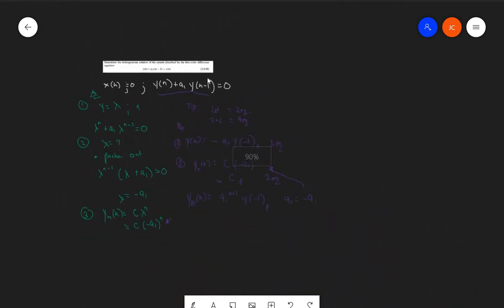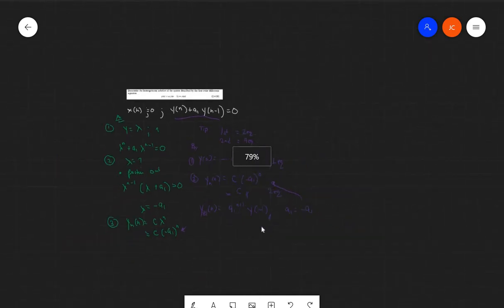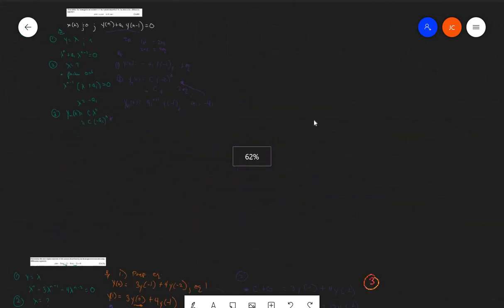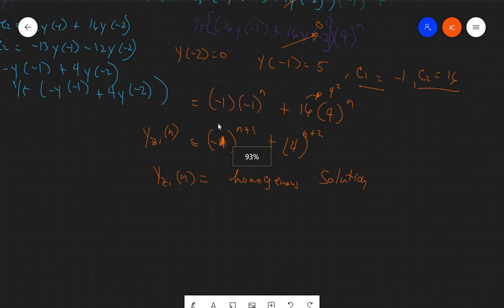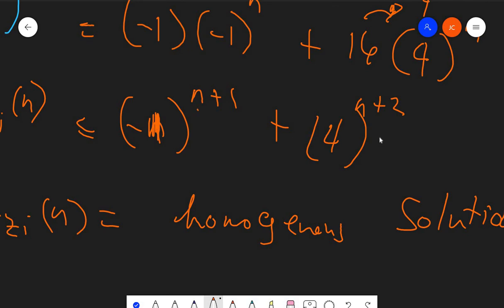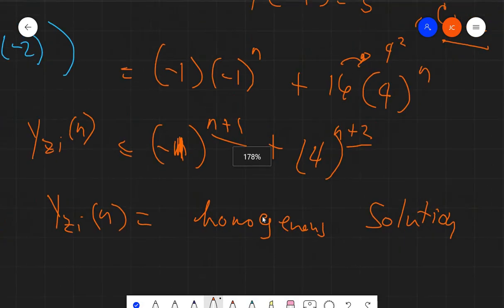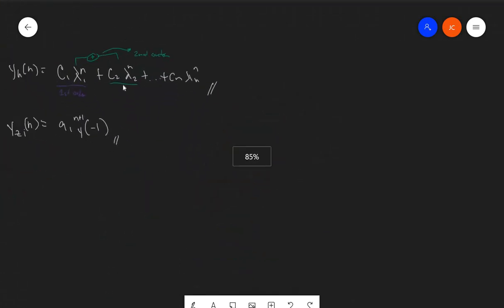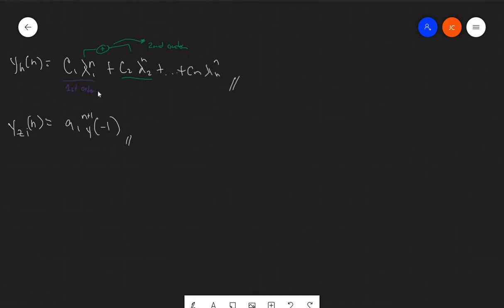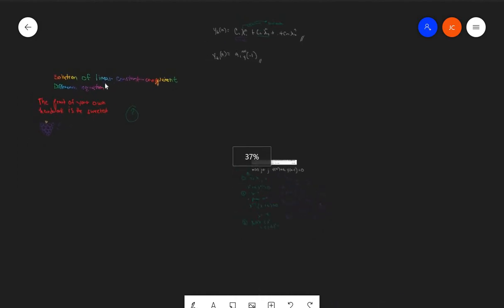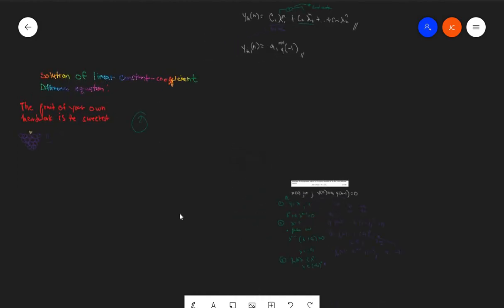So this is the first order difference equation. Also, I forgot to mention, the first order difference equation would be this one, and the second order difference equation would be this one. So you have this one and then this one, which is consistent with our establishment of the basics, which has a first order component and a second order component. Okay, so that's it for today. Today we've learned the solution of linear constant coefficient difference equations.